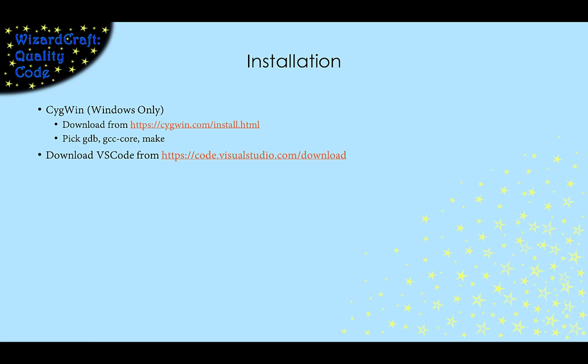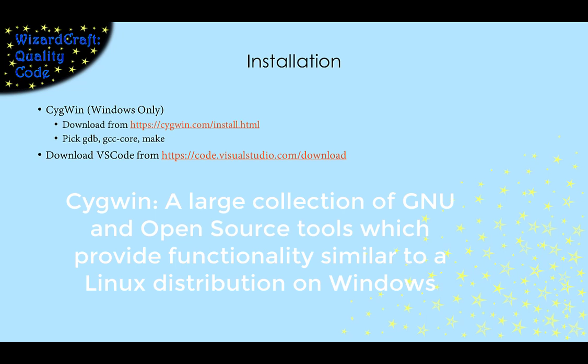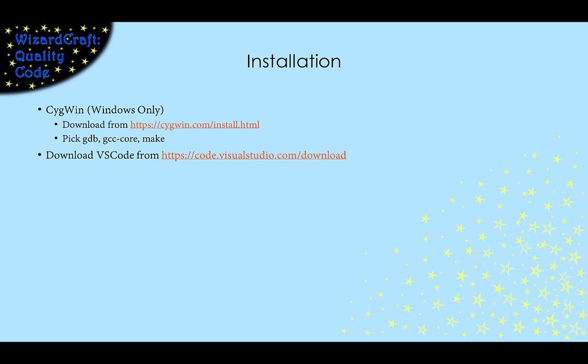This is going to require installing two things. Cygwin is, and I quote from the website, a large collection of GNU and open source tools which provide functionality similar to a Linux distribution on Windows. In other words, it lets us run tools that are commonly found in Linux while our machine is running Windows. Once Cygwin is installed, we just need to install and configure VS Code.